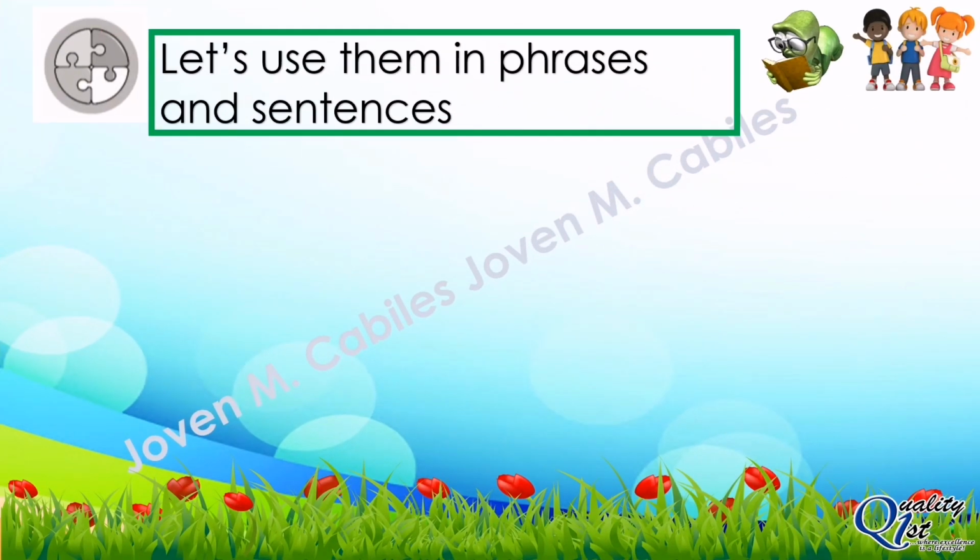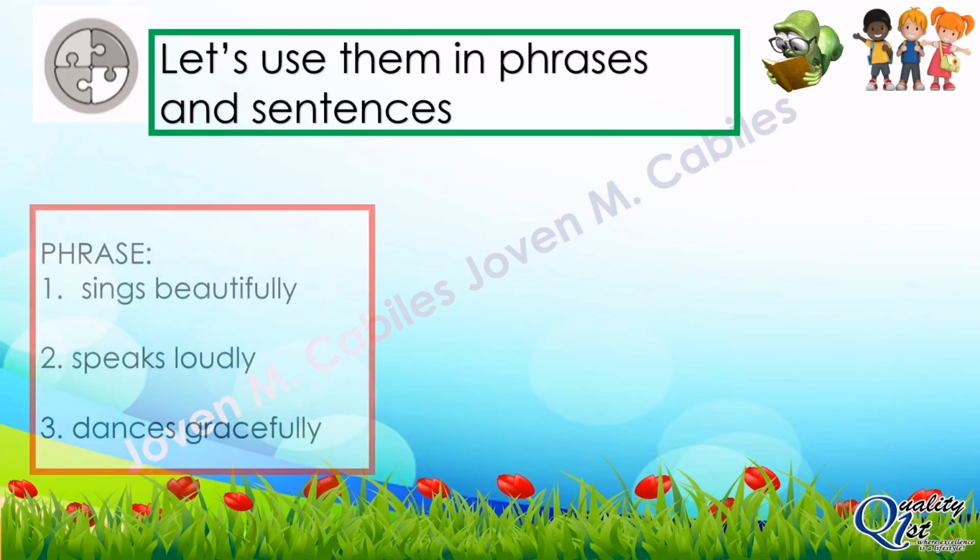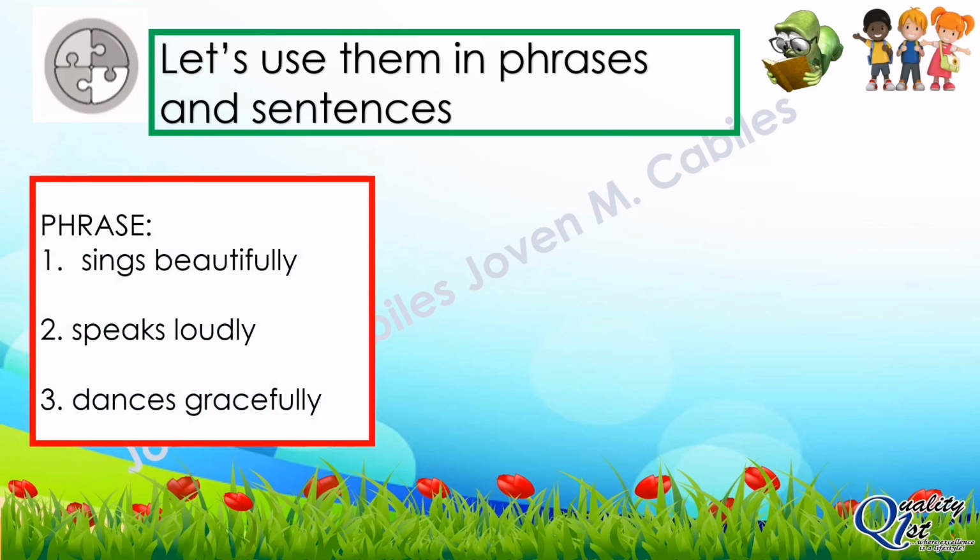Let's use them in phrases and sentences. For phrases, we have number 1, sings beautifully. Now, the adverb of manner is beautifully, and it describes the verb sings. Okay? For number 2, the adverb of manner is loudly, and it describes the verb speaks. And number 3, the adverb of manner is gracefully, and it describes the verb dances.